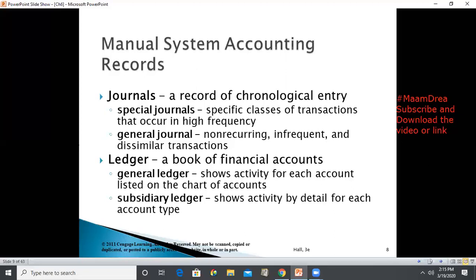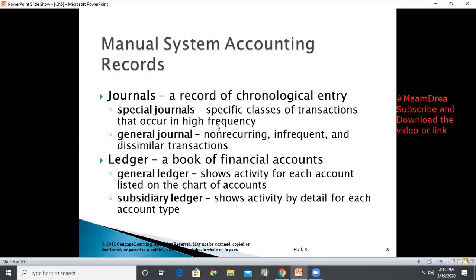Another term used is the term register, which is often used for special journals. For example, the payroll journal is now called the payroll register. We use a register to log, or another term for that is to log, the vendors and all the raw materials, while the shipping register will log the shipments to customers.